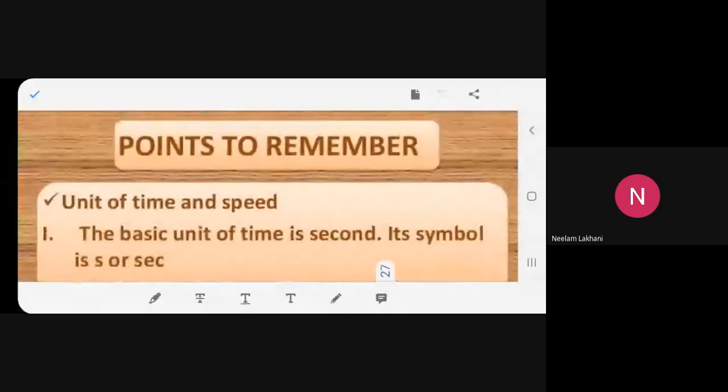Now, points to remember. See, everything is revised now. Points to remember is the revision part.